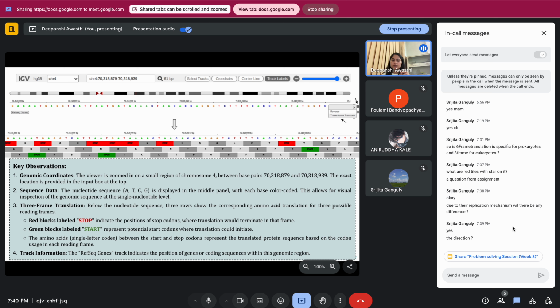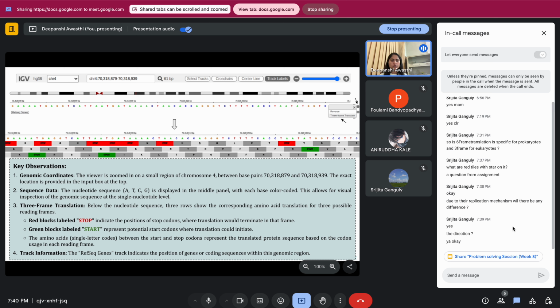And in the case of eukaryotes, we have multiple origins of replication, which are known as ARS, autonomously replicating sequences. So in both prokaryotes and eukaryotes, the directionality of replication is bidirectional only, and the replication mechanism is also the same. So in both of them, from the perspective of frame translations, there are six possible frame translations which will be present in both of them.